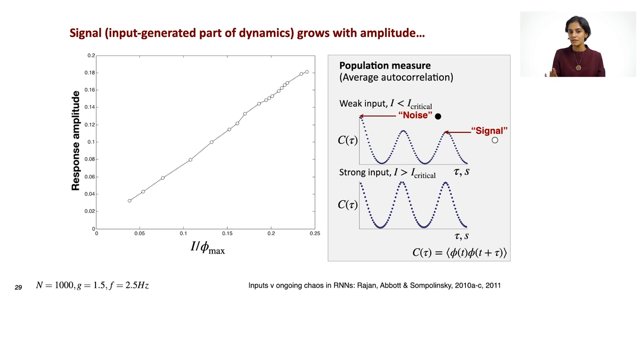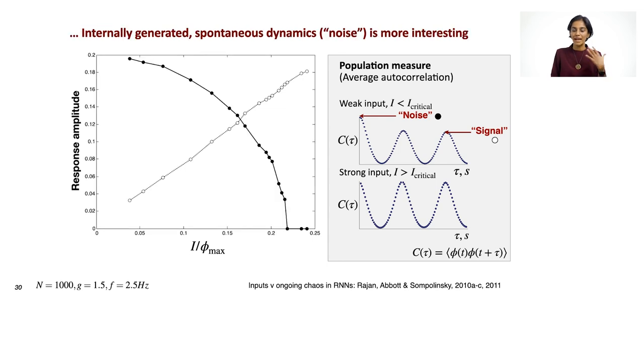And you can see that the signal grows linearly, or the portion of the activity that was input generated grows linearly with input amplitude, which in itself is not surprising. But the more interesting dynamics are exhibited by the noise, or the background, which has this interesting shape and goes to zero at a critical value of input amplitude, which you see in the closed circles here.